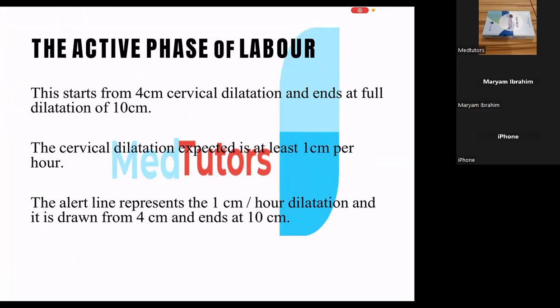So you are expecting at least 1 centimeter cervical dilatation each hour when the woman enters the active phase of labor. This alert line represents that 1 centimeter per hour dilatation and is drawn from 4 centimeters upwards to 10 centimeters. So you start plotting from 4 centimeters. At each examination, you assess how much cervical dilatation she has achieved, and it should keep increasing at least 1 centimeter per hour. It shouldn't be lower than 1 centimeter per hour.